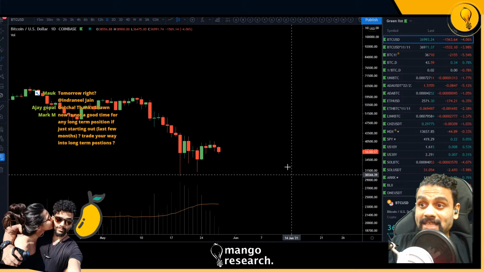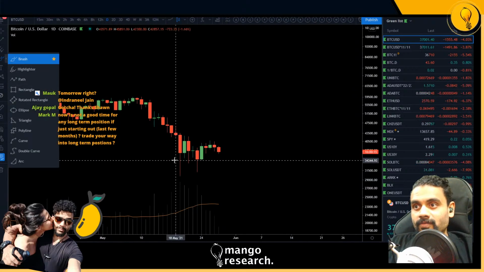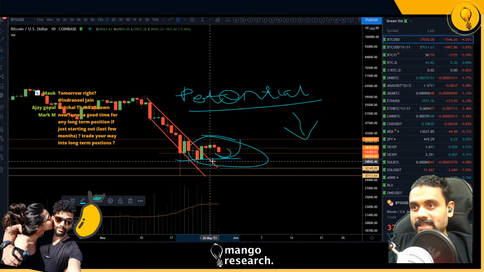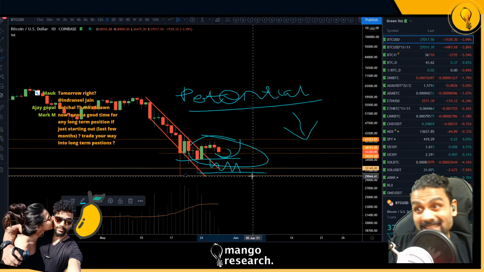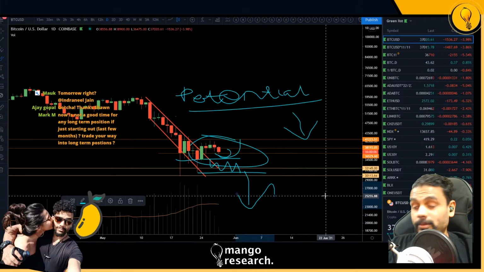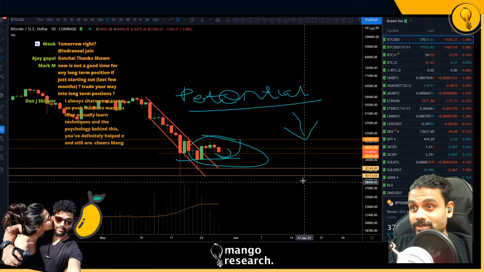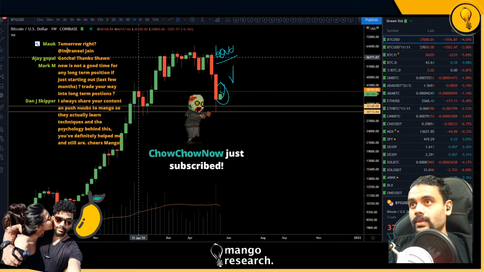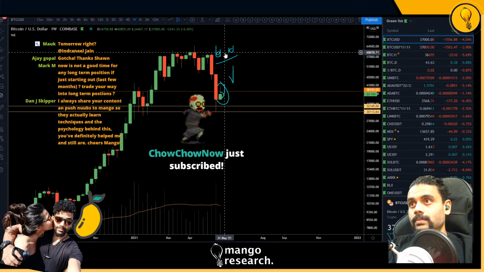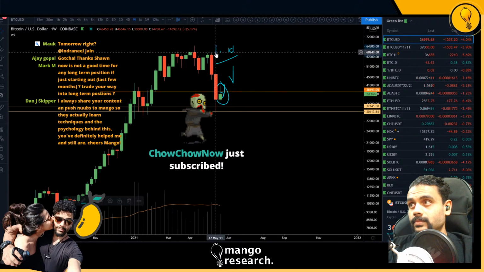Let's put it this way. First candle close underneath this level, and then we'll probably range over here, and then if we close a candle underneath 30,000, we're coming down to probably 25,000. But again, too early to say. Need more information.